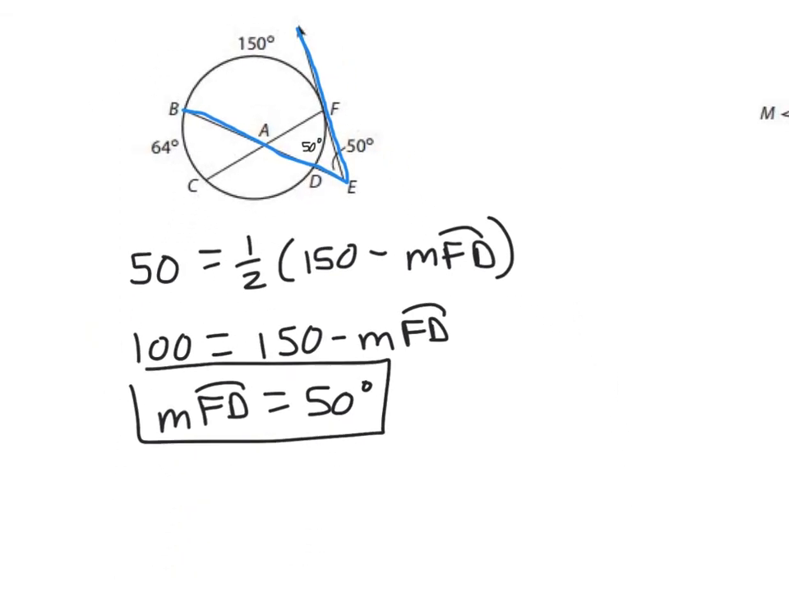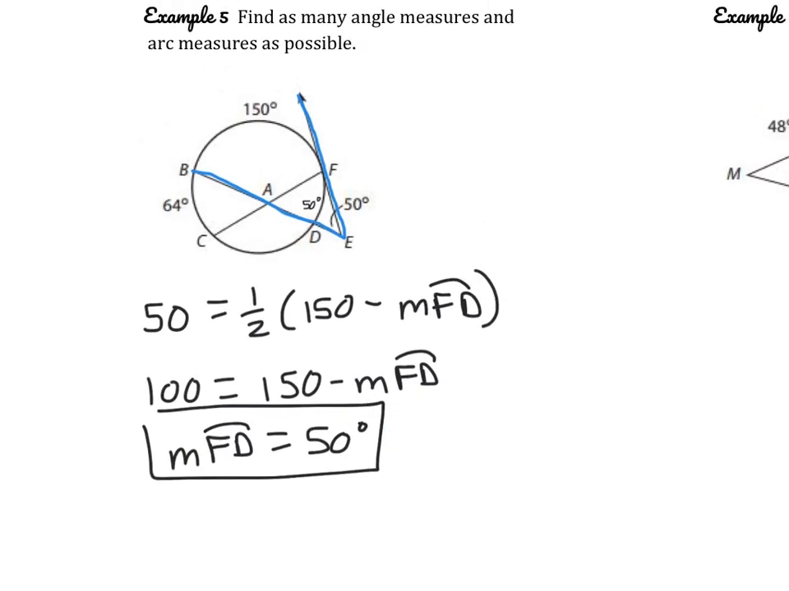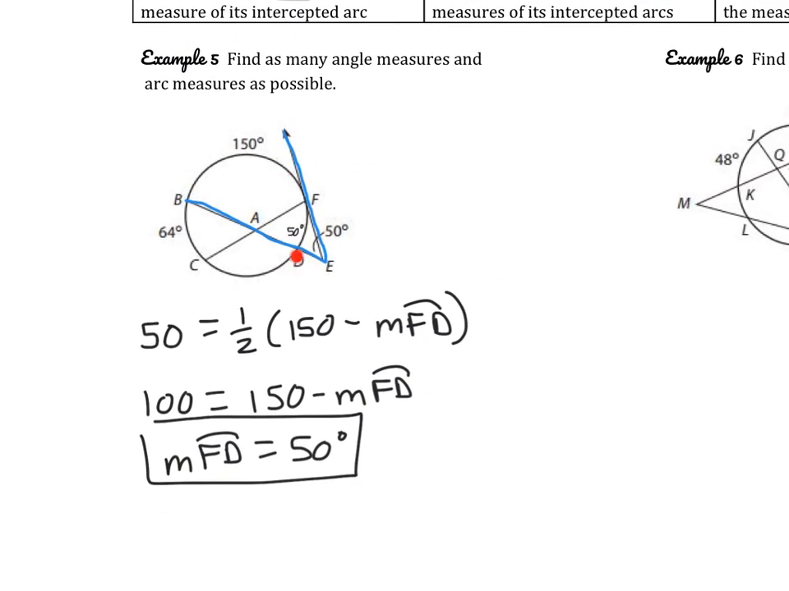We can find the measure of this last arc because the arcs should all add up to 360 for a full circle. And so we can do 360 minus 64 minus 150 minus 50. And we can find that the measure of arc CD is 96 degrees.